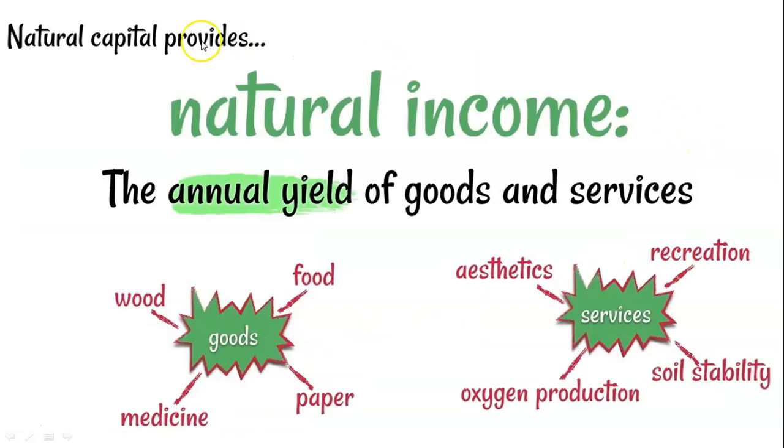To summarize, we could say that natural capital provides natural income, the annual yield of goods and services. So how much natural resources we remove from the environment every year. We've got some examples down here of goods and services.